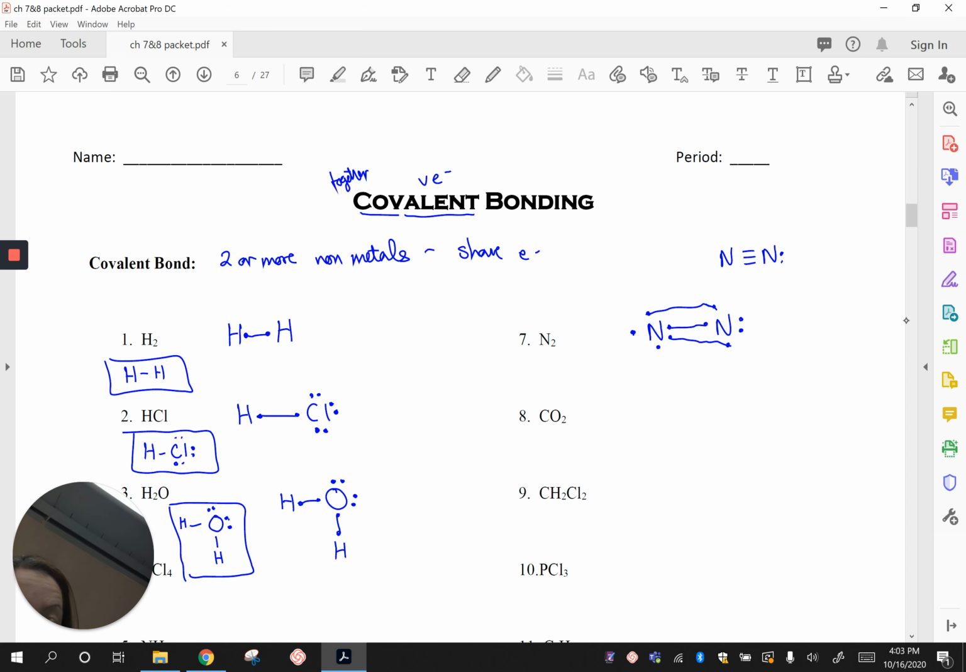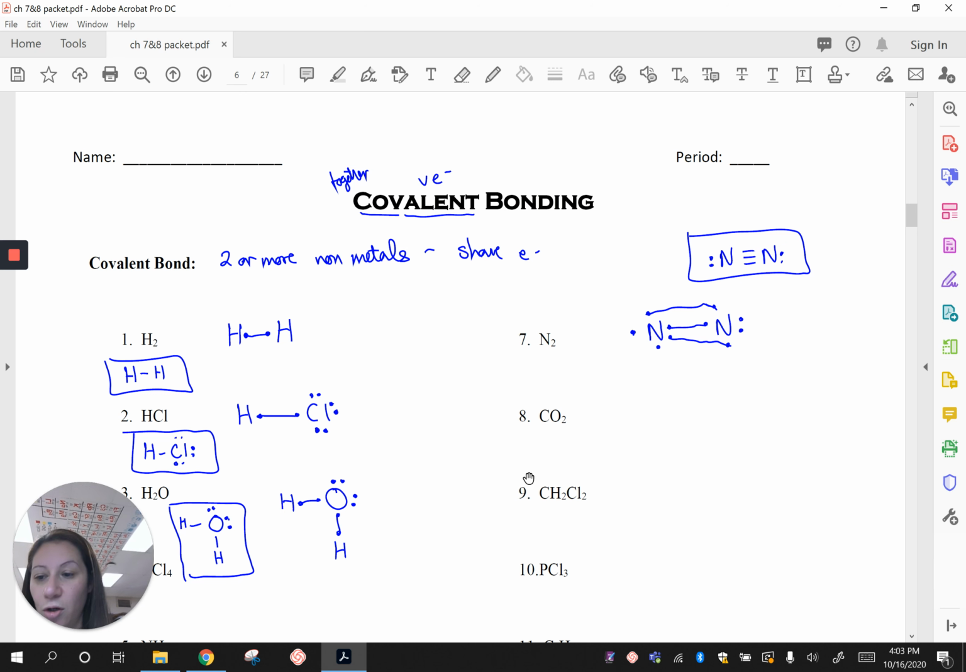So that looks like there's a triple bond between the two nitrogens here. When you draw these on the test, they do have to look neat. They have to look like this. This would not be acceptable. So when you have multiple bonds, you put them all on top of each other like this.